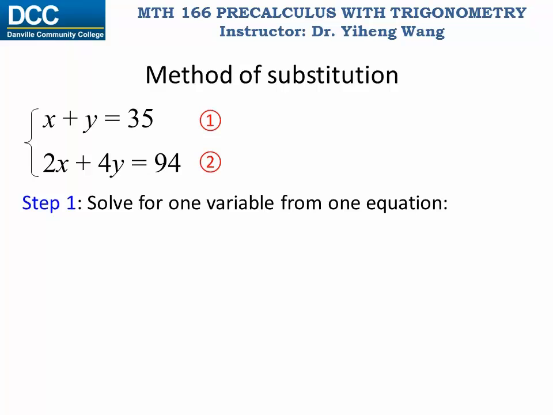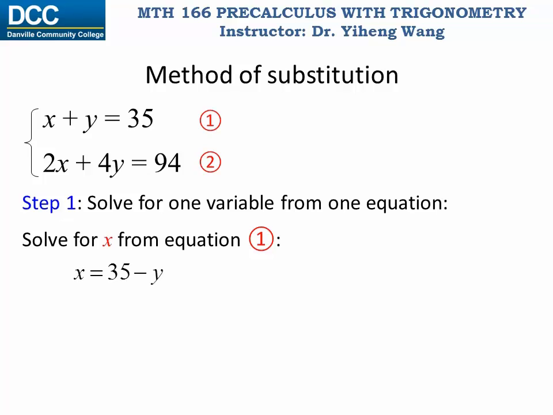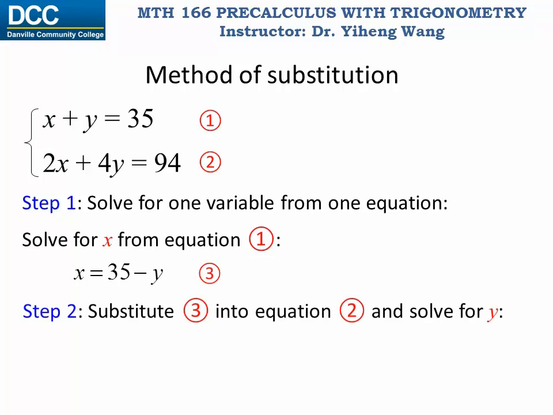You want to make that decision that will make your calculation easier. In this case, I'll just start working with equation number 1, and I will solve for variable x first. So from equation 1, x solved as an expression of y is 35 minus y. And let me call this equation 3. The next step is to substitute equation 3 into equation 2 and solve for y. And this is why this method is called the method of substitution. And also, if you substitute equation 3 back into equation 1, that would not be very helpful, and you should be able to tell why.